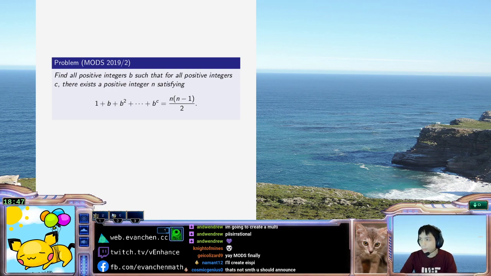Okay, so what's up with this? You want to find all positive integers b such that every number of the form (b to the power c minus 1) over (b minus 1) is a triangular number. Is that right?